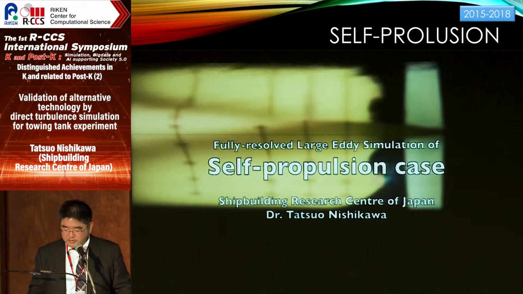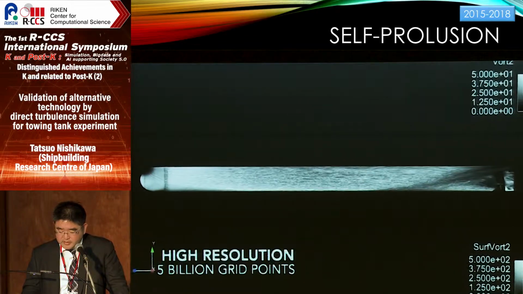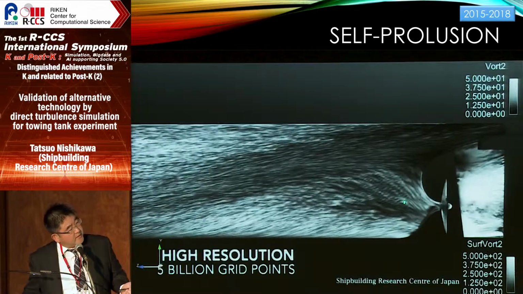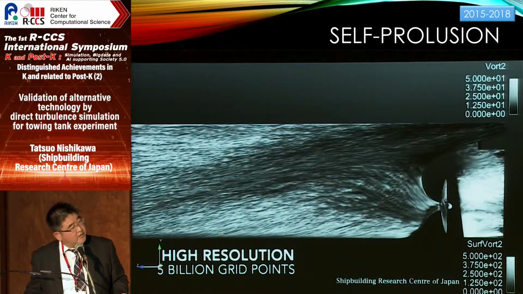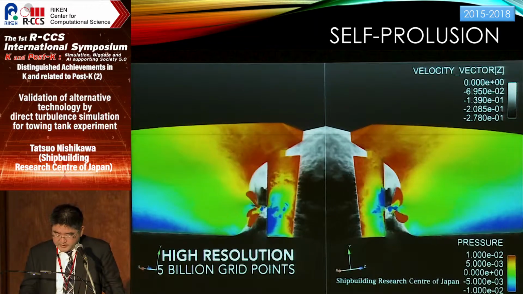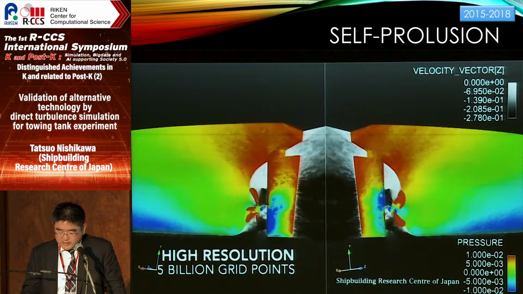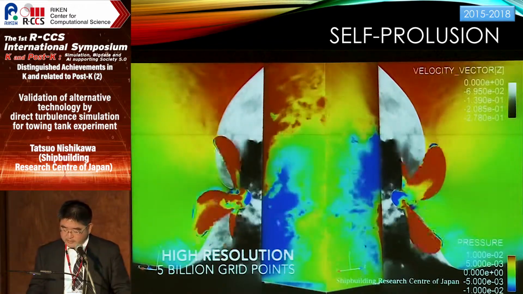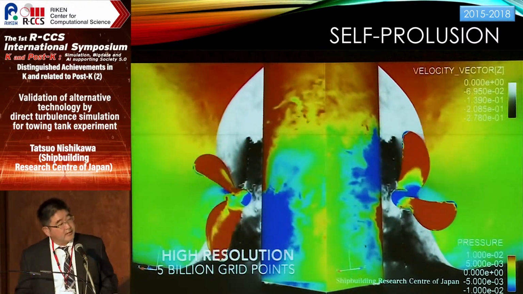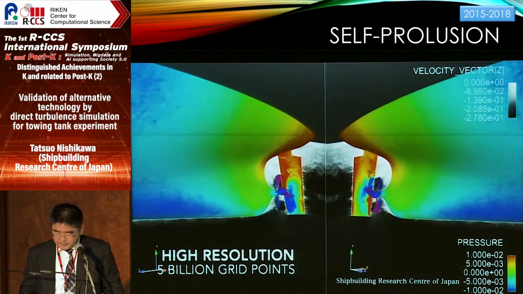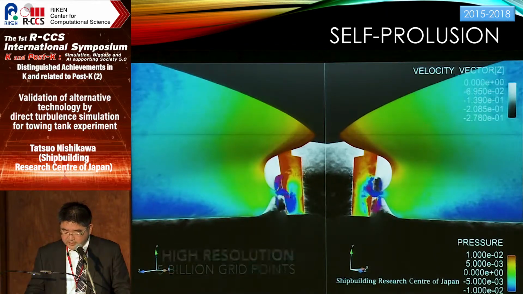And last year, we finally reached the self-propulsion simulation. We can see that the vortex from the propeller hits the rudder clearly, and this movie is colored by contours. Contours indicate the hull surface pressure, and black and white shows the streamwise velocity distribution. And now we can see this complicated phenomenon around the propeller very clearly.